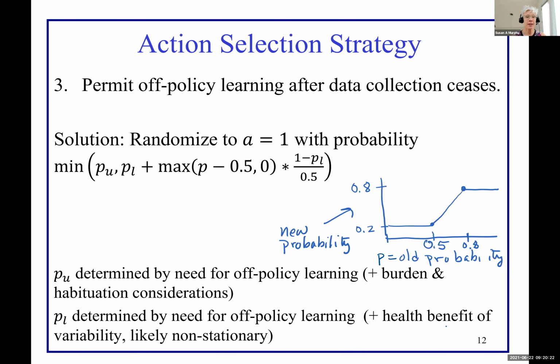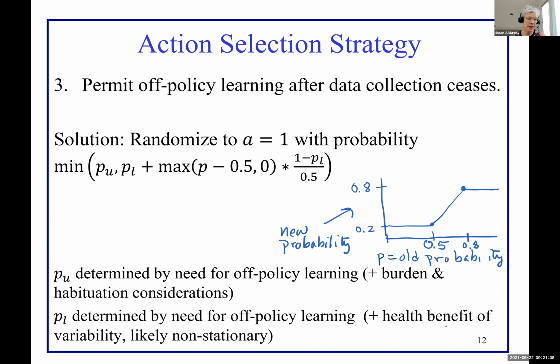And in addition, we need to permit off-policy learning after the data collection, after the study's over. You facilitate this by preventing the posterior probabilities, in particular the randomization probabilities, from getting too close to 0 or 1. And so you see this little blue graph that I drew into this slide. The x-axis is the old probability, the y-axis is the new probability. If the posterior probability that the treatment effect is greater than 0 is greater than 0.8, we use 0.8. If it's lower than 0.2, we use 0.2, and then we have a linear interpolation in between.